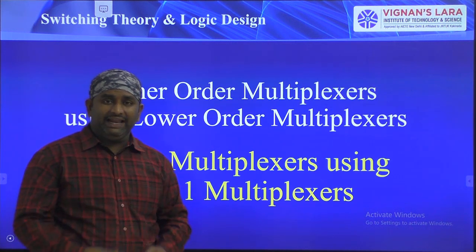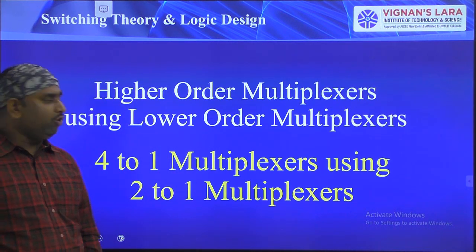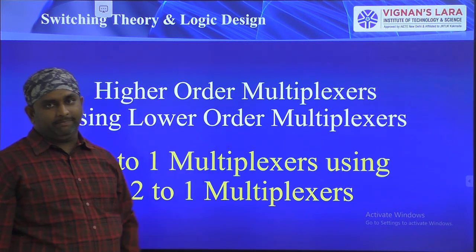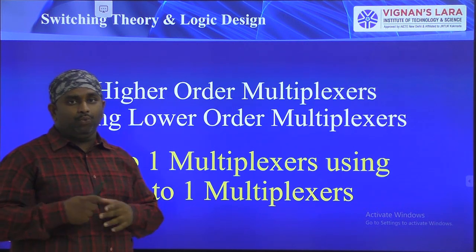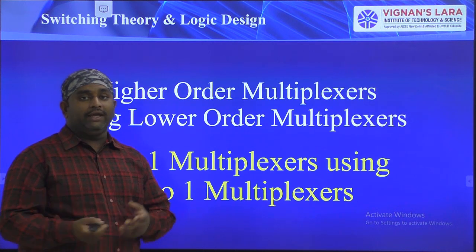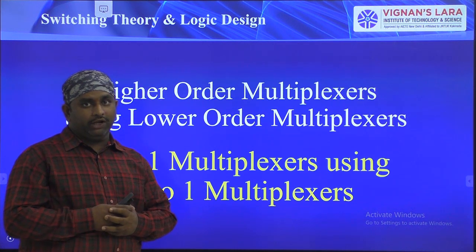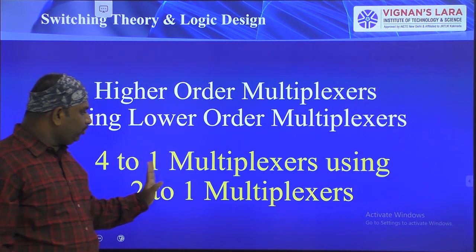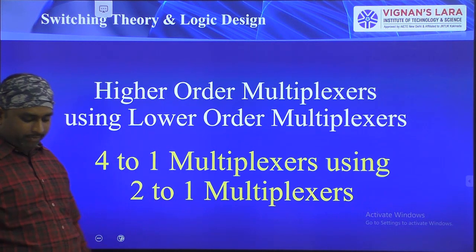Okay, let us come to the next interesting topic: higher order multiplexers using lower order multiplexers. Just as we built higher order decoders using lower order decoders, the same way here we have 4:1 multiplexers using 2:1 multiplexers.